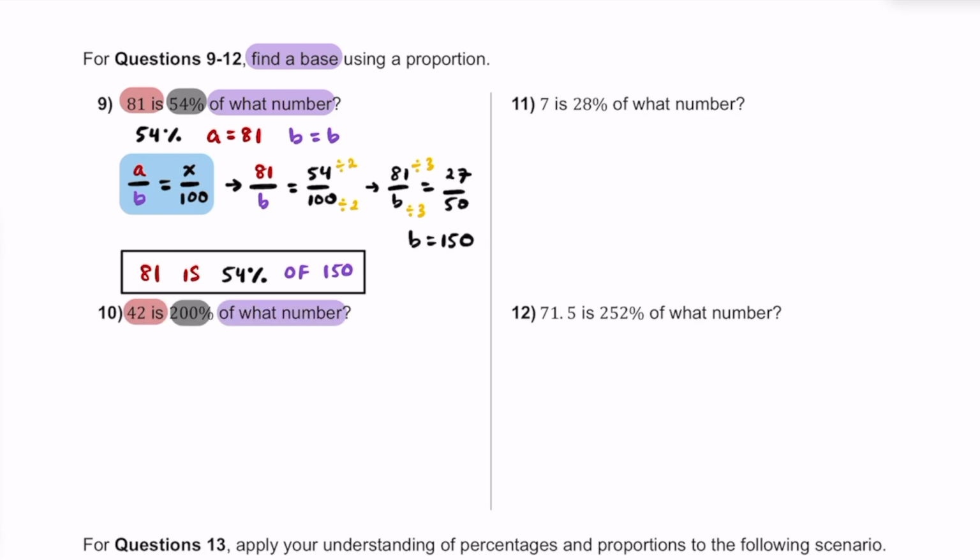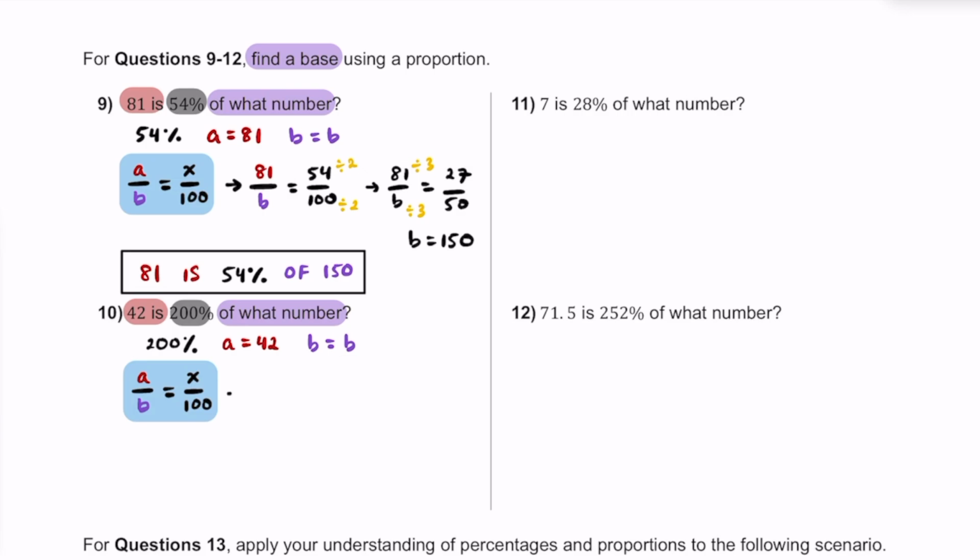Here we have 42 is 200% of what number? So this is our first time having a percentage over 100%. Hopefully you can kind of think about what might be different in this particular case. But our percentage here nonetheless is going to be 200%. Our part here, it says 42 is, so it's going to say A is equal to 42. And it says of what number? So for that B value, we don't know what that is. We can say B is equal to B for now.